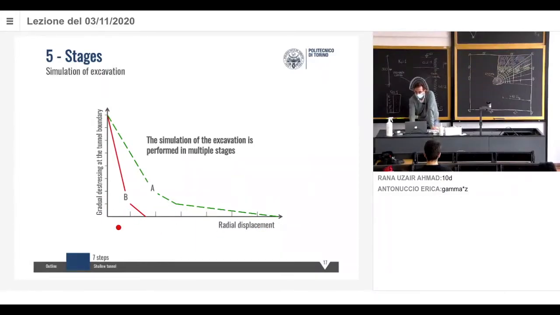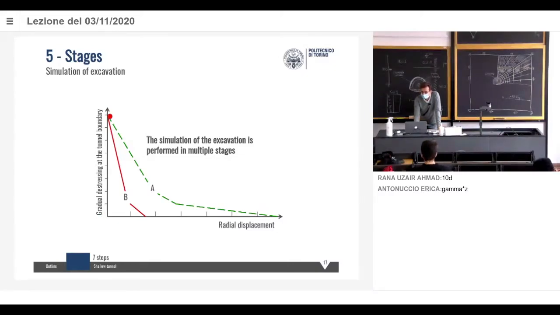Here we have the radial displacement, and on the vertical axis we have the pressure or the stress, and we say gradual distressing at the tunnel boundary, which means that before the excavation we are up here, no displacement and initial state of stress. Okay, so for those that have not done rock mechanics, this point shows you the initial state of stress. This one, P naught equal to 1, so this is equal to this one, and we usually call it P naught. So this one is P naught, and there is no displacement.